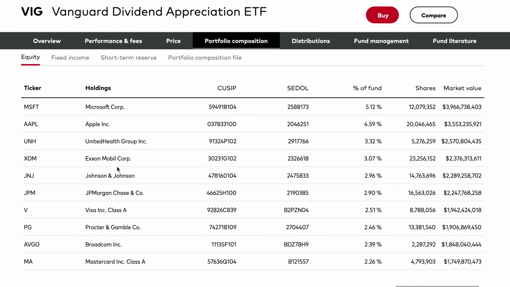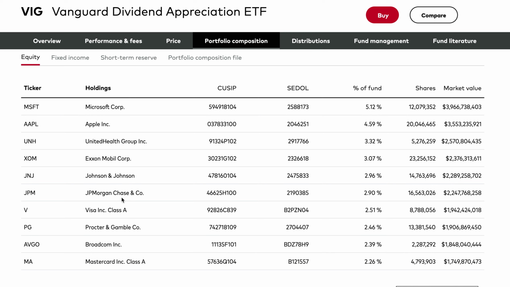ExxonMobil, more mature gas or oil company, so that's paying about 3%. Johnson & Johnson, healthcare company, more mature at 3%. JP Morgan at 3%. Visa at 2.5%. P&G at about 2.5%, Broadcom here at 2.3%, MasterCard here at 2.26%. So the top 10 holdings, there is some cross here between VIG and VOO, but notice that some of the holdings here have changed. Visa's a higher concentration here, MasterCard's higher here, Broadcom is here, P&G, JP Morgan.